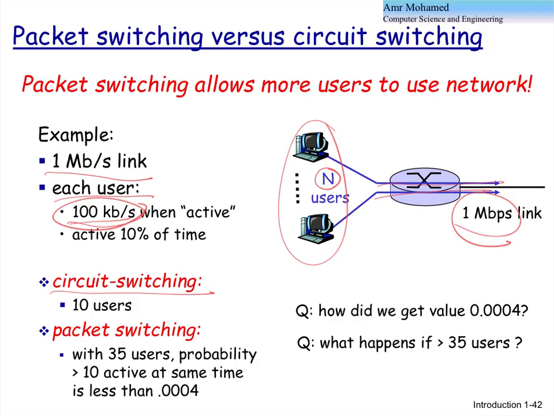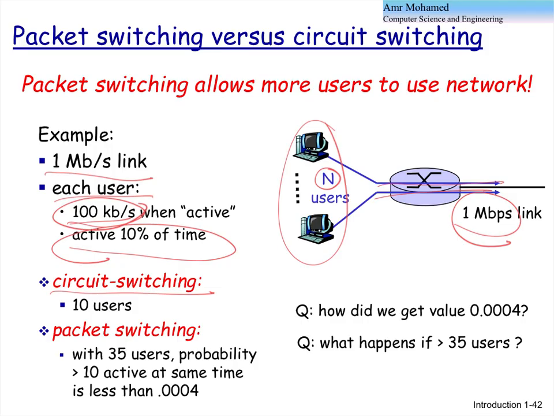Imagine now if each user is active 10% of the time. Then if I use circuit switching, I have 90% of the 10 channels that are not utilized, right? You see the big issue?